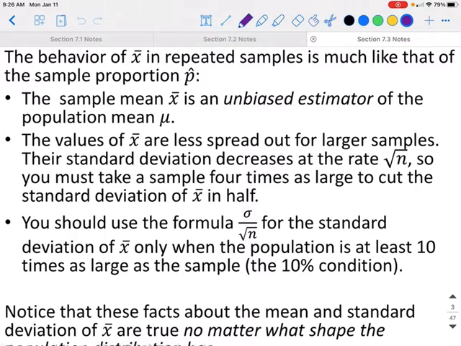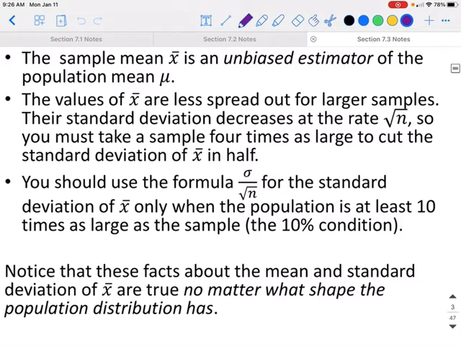Because you're taking the square root of the sample size, if you want to cut it in half, 2 squared is 4, so you would have to take a sample size that is 4 times as large. You should use the formula sigma over the square root of n for the standard deviation of X bar only when that 10% condition has been met.